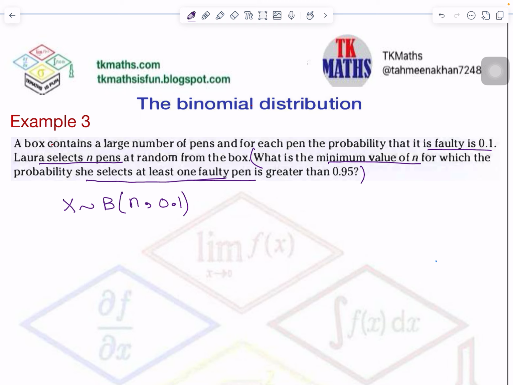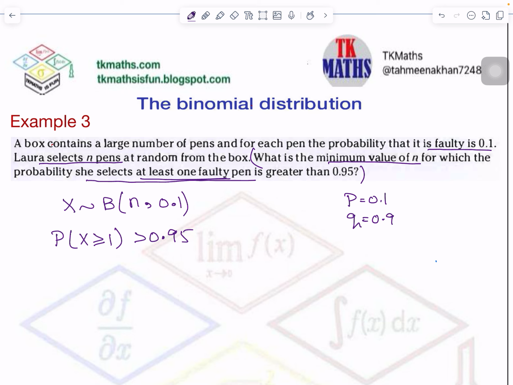Now what is said in the second last line? The meaning of this question is, when we say at least or minimum, it means greater than or equal to. So the question is saying that the probability of x greater than or equal to 1 is greater than 0.95. This is the meaning of the question, right? So if p is 0.1, which is faulty, then q, which is not faulty, is 0.9. Okay, now we will solve it.